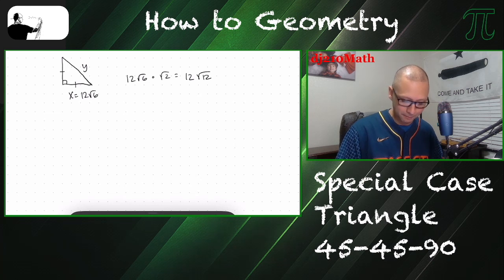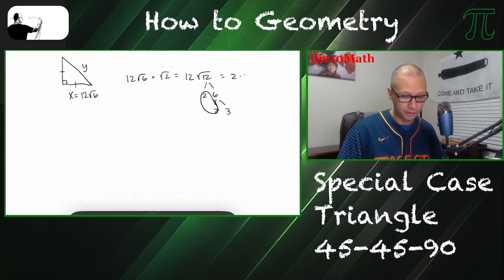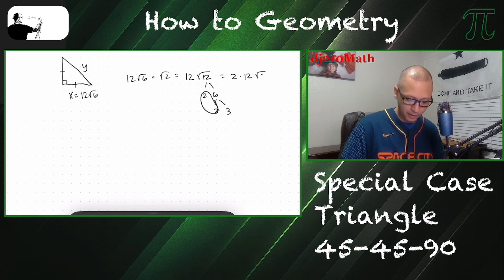12 can be simplified. 2 and 6. 6 can be simplified even further, 2 and 3. And then we can bring out 2, which is going to be multiplied by the 12 that's already out. And then the 3 stays inside the radical. So y is going to equal 24 root 3.